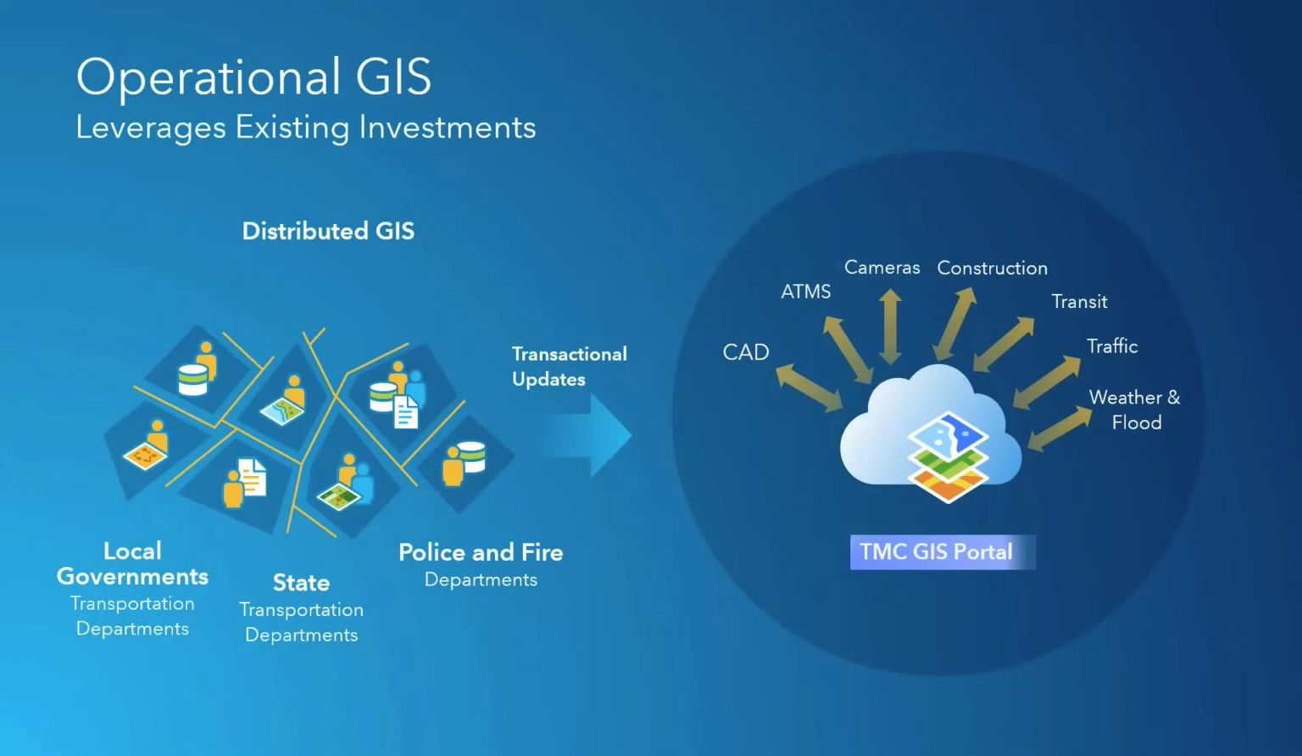So operational GIS leverages existing investments. You have your local governments that have transportation departments that are leveraging GIS today. You have state transportation departments that are leveraging GIS. Police and fire departments can send in transactional updates to your GIS portal that will be running a series of different maps and dashboards for specific groups. So you don't want everybody to have access to every piece of information. You want to build products that are actually designed for specific groups in your transportation operations center.